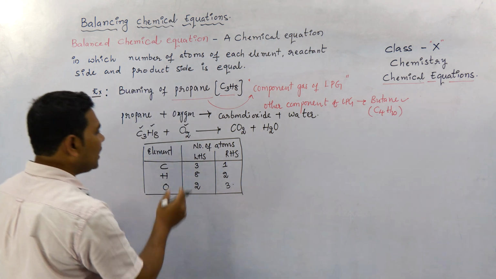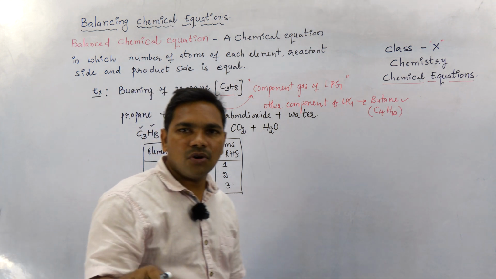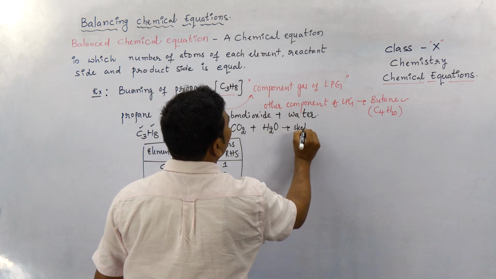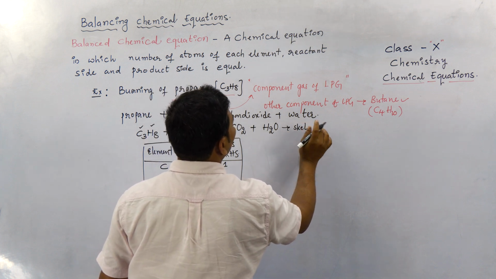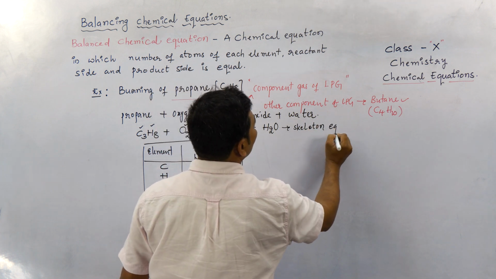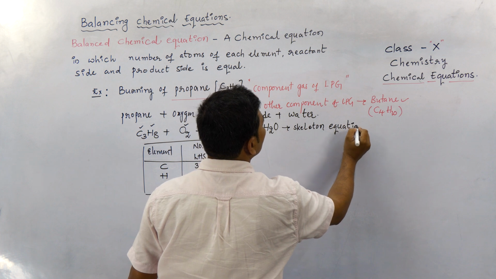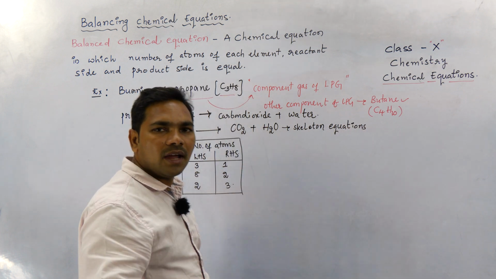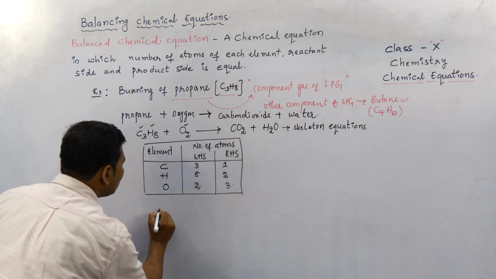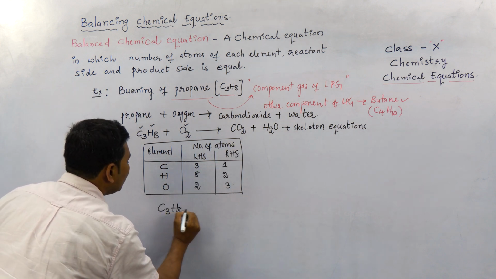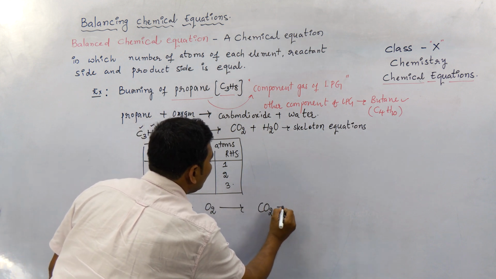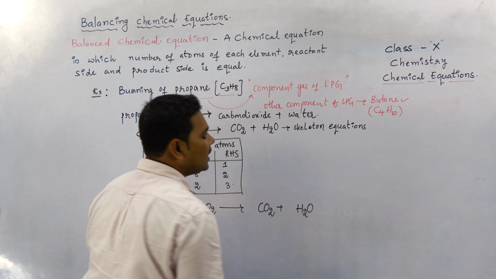We have to make them equal. So for making it equal and writing a balanced equation, we write the skeleton equation. This is called the skeleton equation. A skeleton equation may be balanced or not balanced. Most of the time skeleton equations are not balanced. They just represent what the reactants and the products are. That's it. Now I'll write the skeleton equation as it is: C3H8 plus O2 gives rise to CO2 plus H2O. This is a skeleton equation.